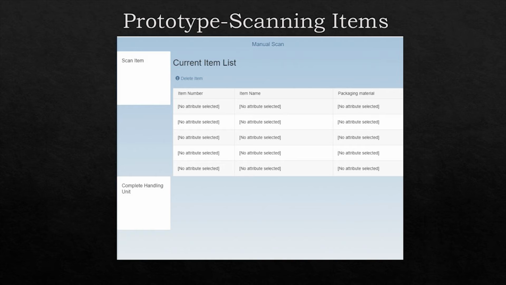So you'd scan each individual item, and it would pop up in the current item list, and you'd be able to see just generally what has been scanned previously, and the recommended packaging material.